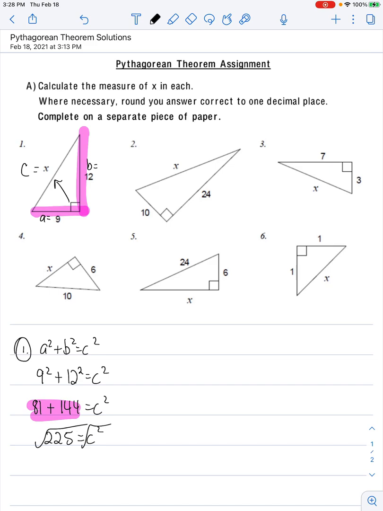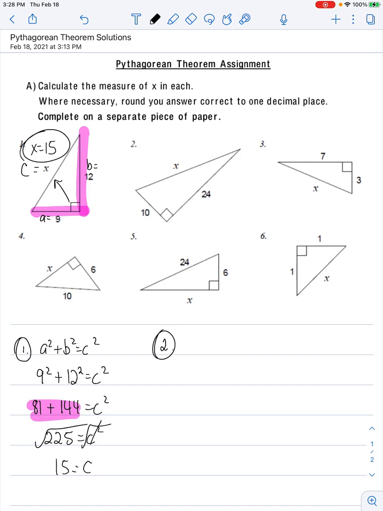And my last step is going to be to take the square root. See here, take the square root of 225, and so C equals 15. So in this case, my X or my C equals 15.